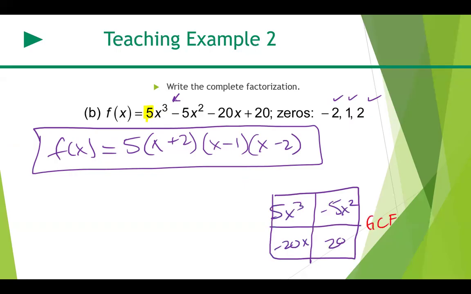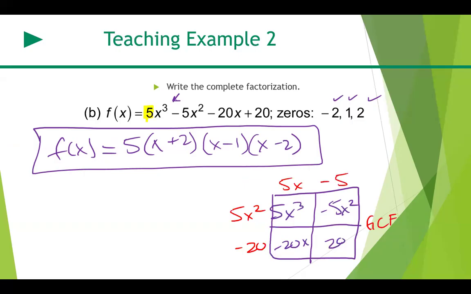What is the greatest common factor of my first row? Well, that would be 5x squared. The greatest common factor of my second row, negative 20. The greatest common factor of my first column, 5x. The greatest common factor of my second column, and it's going to be negative 5, right?